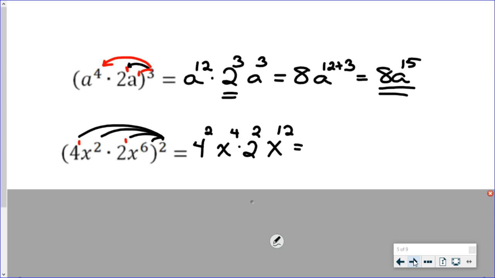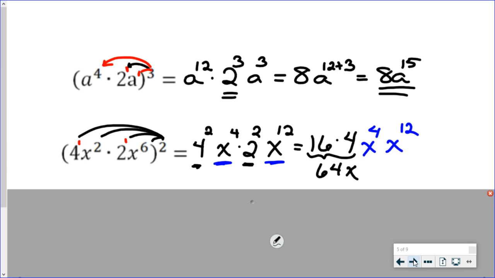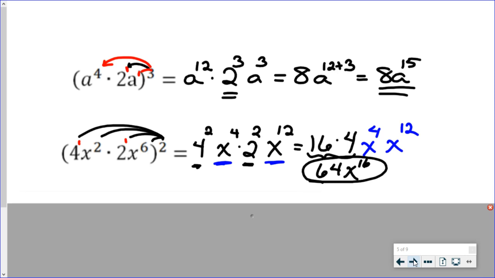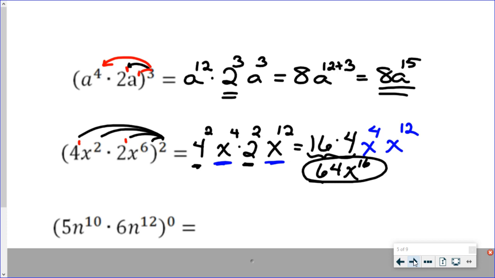Okay, now 4 squared is 16, and I'm going to put this next to it. 2 squared is 4. Next I'm going to say x to the power of 4, x to the power of 12. Now 16 times 4 in my calculator is 64. And then add my exponents, that would be x to the power of 16. That's what I get. Okay, think about that. This is a tricky one.